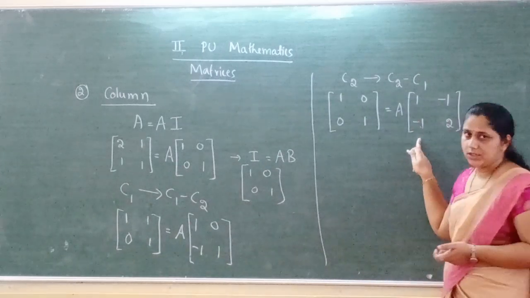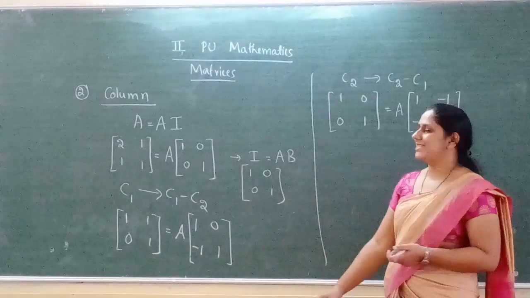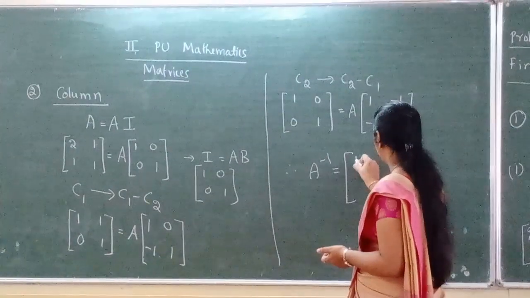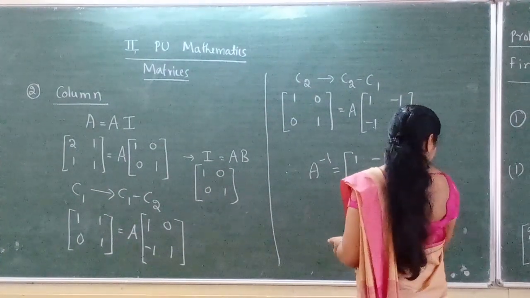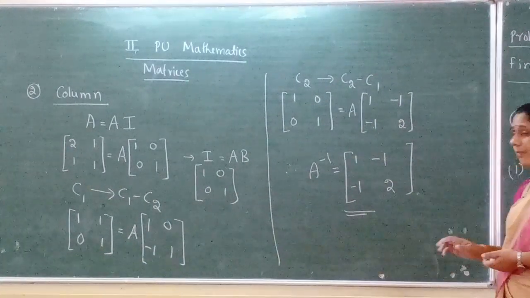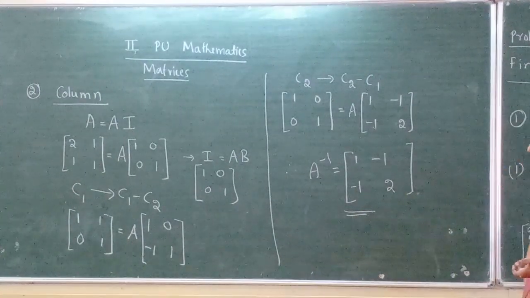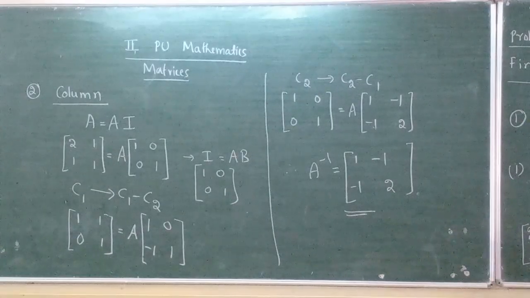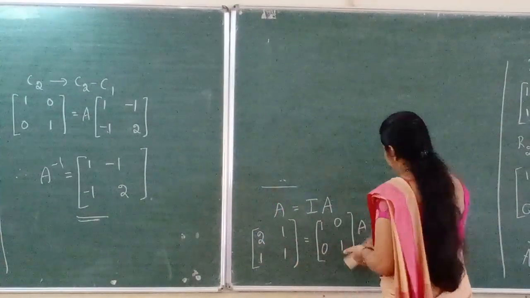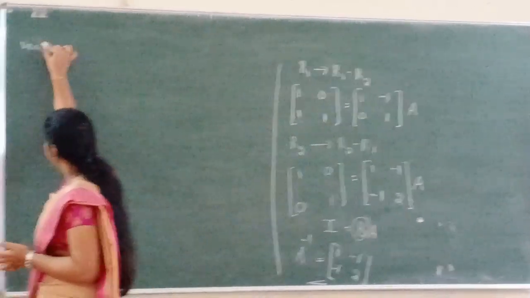Now this condition is of the form I is equal to AB, then this B is called A inverse. Therefore, A inverse is equal to 1, minus 1, minus 1, 2. Now you can see that in both row and column operations we get the same A inverse. So you can either use row operation or column operation. Now you can verify this using the condition, verification.